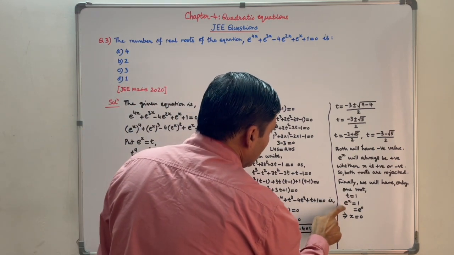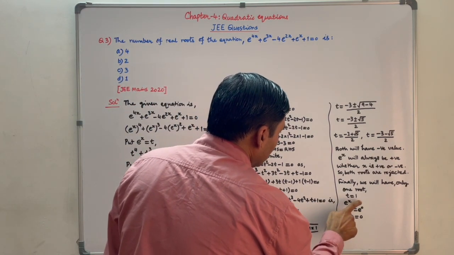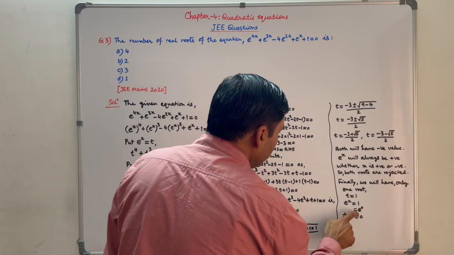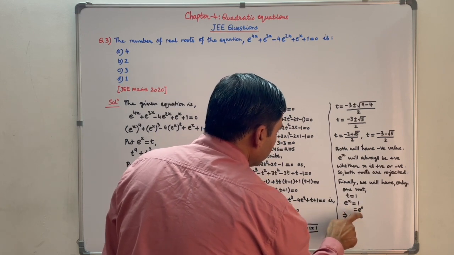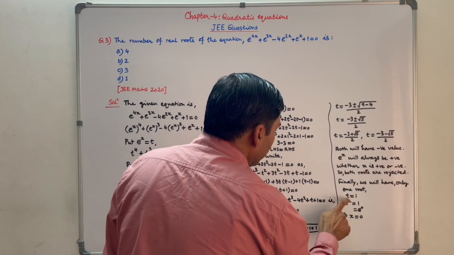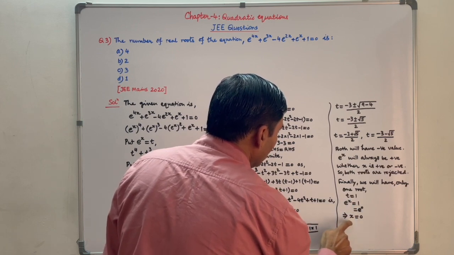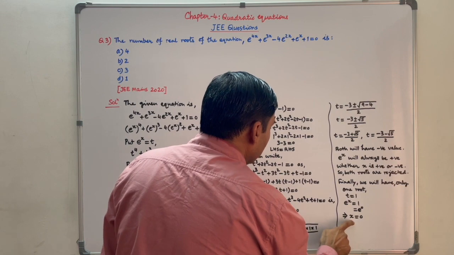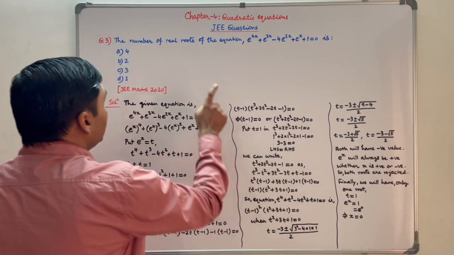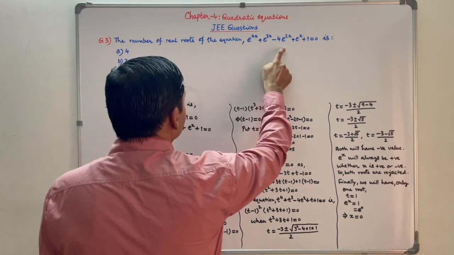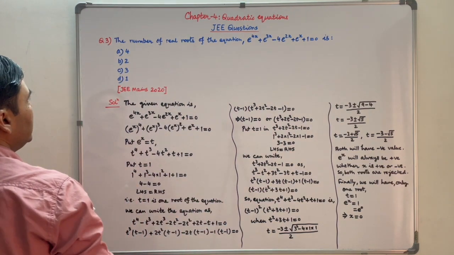T is equal to e to power x. So e to power x is equal to 1. 1 can be written as e to power 0. On both the sides, base is same and that is e. So we can equate exponents. So x is equal to 0. So x is equal to 0 is the only real root of this equation. So our answer is D.